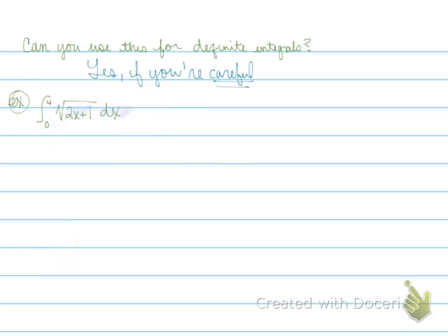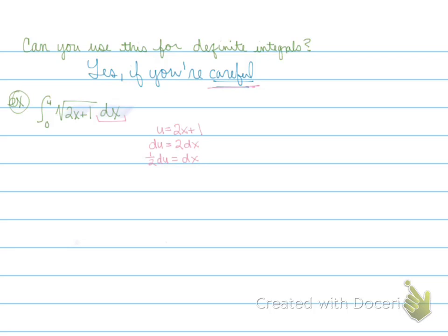You might be asking yourself, can you use this for definite integrals? Sure you can, if you're very, very careful. Let's look at this example. Obviously, the u in this example is going to be what's underneath the radical, the 2x plus 1. U equals 2x plus 1. Then du is an easy one, 2 dx. And all we've got to replace is a dx, so let's say 1/2 du equals dx.